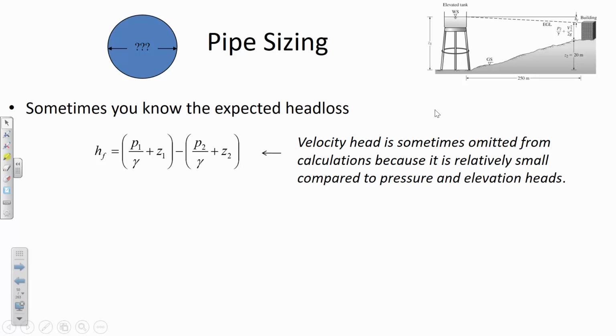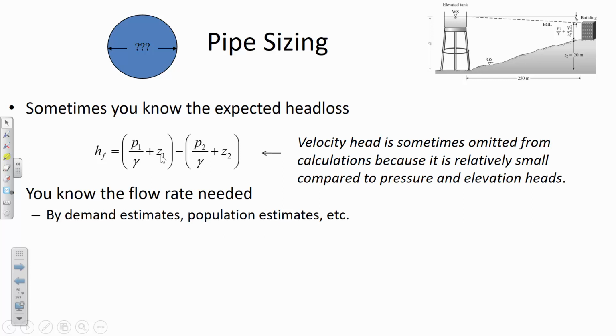And this slide makes the note that sometimes we just omit the velocity head from these sorts of calculations because it's relatively small. If you look at the magnitude of the velocity head, there's just not that much energy there unless the water is moving extremely fast. But in the range of about 1 meter per second, the magnitude of energy in the velocity head, and especially in the velocity head difference, is probably negligible. So occasionally we'll just have the pressure head and the elevation head for estimating the expected head loss.